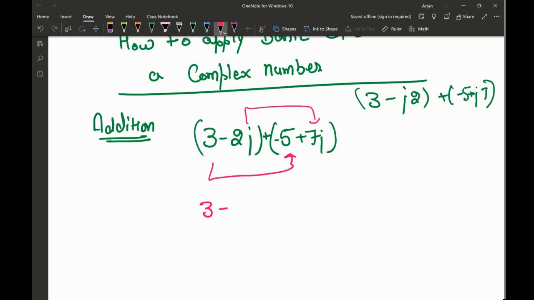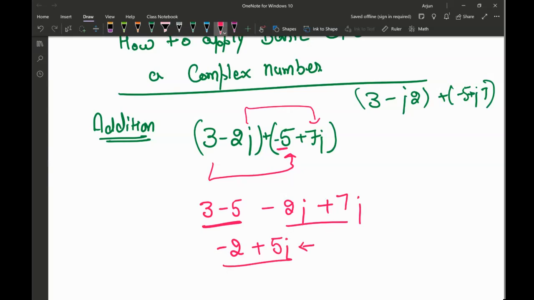So 3 minus 5, because there is a negative here, that's why I took 3 minus 5, then minus 2j plus 7j. 3 minus 5 is minus 2, and then this will become plus 5j. That will be the answer for the first one.